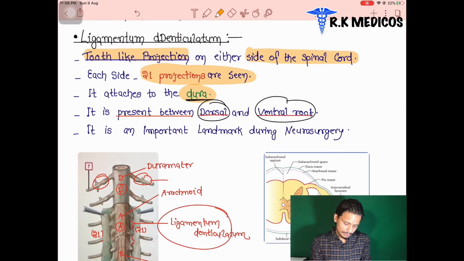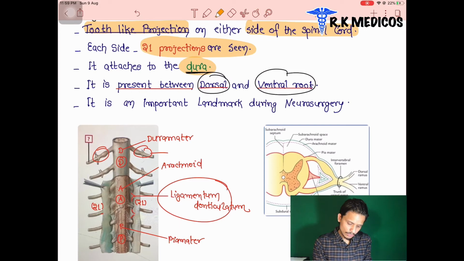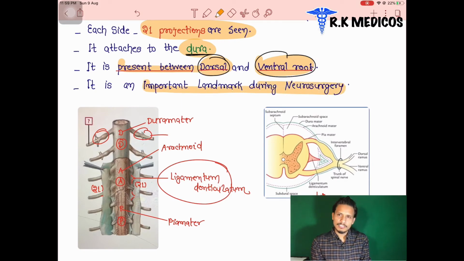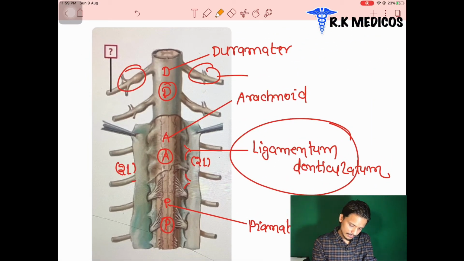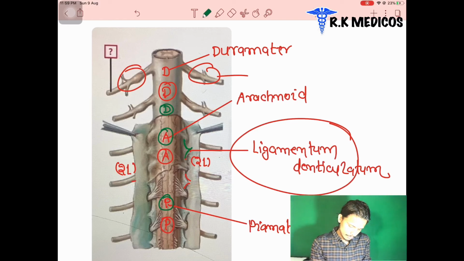They are also present in the dorsal and ventral parts of the spinal cord. It is an important landmark during neurosurgery, when a patient is going for surgery in the case of trauma or some disease. Look at this picture: this is the dura mater, this is the arachnoid, and this is the pia mater, the innermost layer, and after that the spinal cord appears directly.